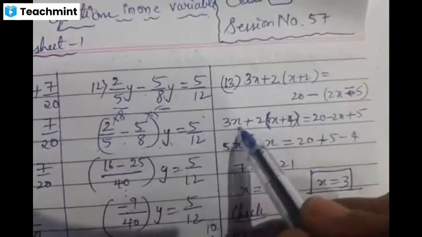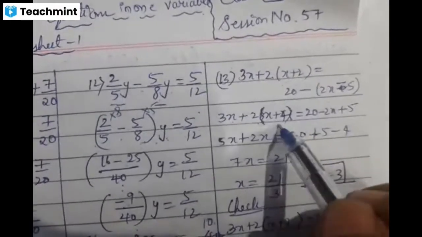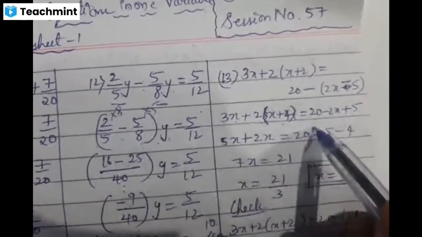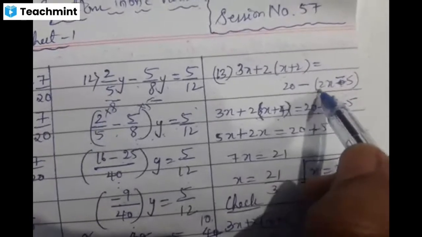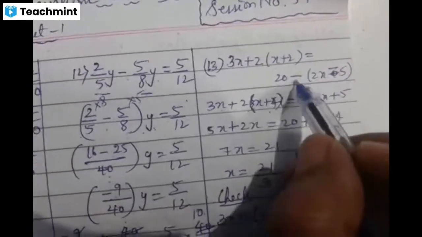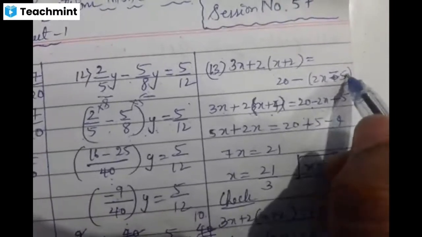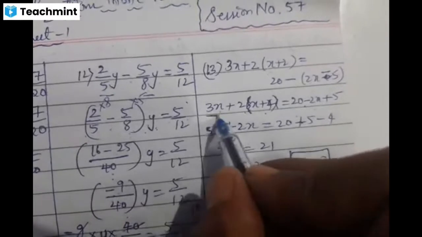3x plus 2, 2 into x is 2x, plus 2 2s are 4, is equal to 20 minus, minus 2x. Minus into plus is minus 2x in the bracket, we keep it here. Minus into minus is plus 5, as it is. Now, here you have x terms.